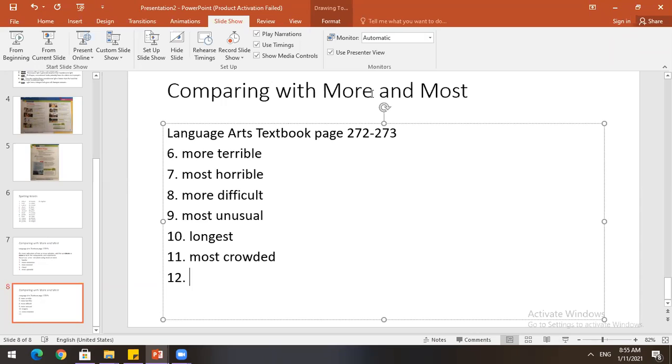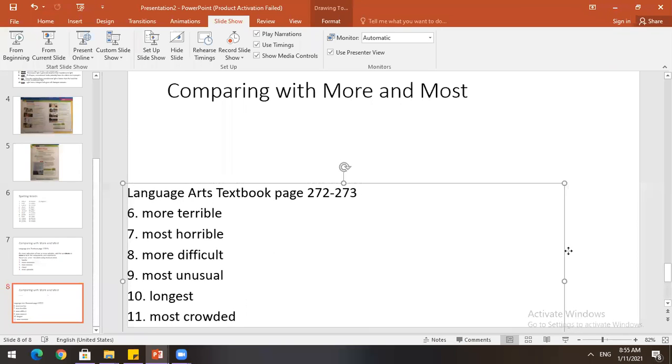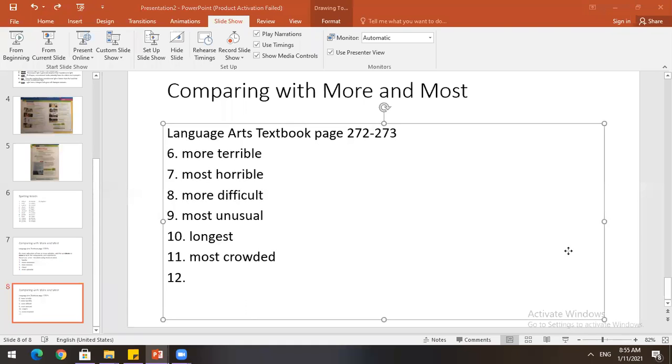Salim, are you there? No? Okay. Yassine Douani, number 12. More unusual. Yusuf says we have a very bad connection. Okay, Yassine Douani said more unusual. That's correct. Rome has more unusual buildings than a newer city. Thank you.